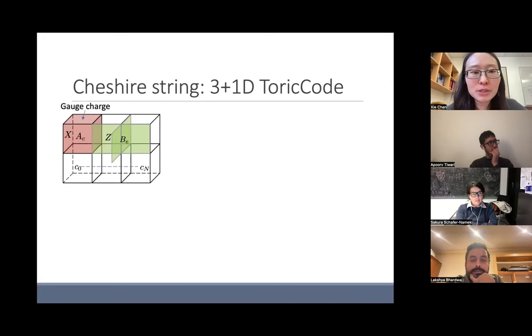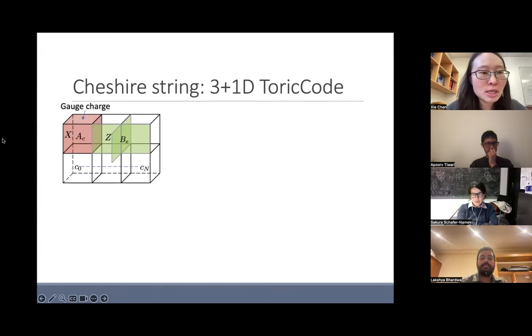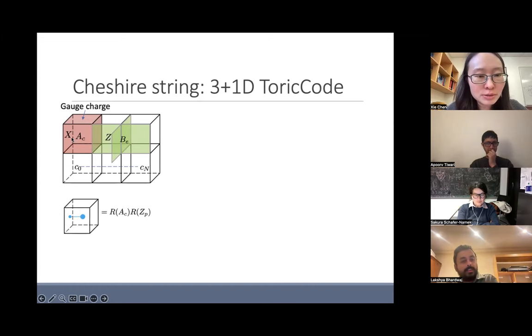So the story in 3+1D is very similar, although it looks more complicated. Again, we call an excitation in the cube a gauge charge. Now if we want to create a Cheshire string, let's say from C0 to Cn along a 1D defect, we can use a very similar gate set, just replacing the plaquette term with a cube term, and everything else is the same. We do it sequentially, and we can generate a Cheshire defect with a linear depth circuit.